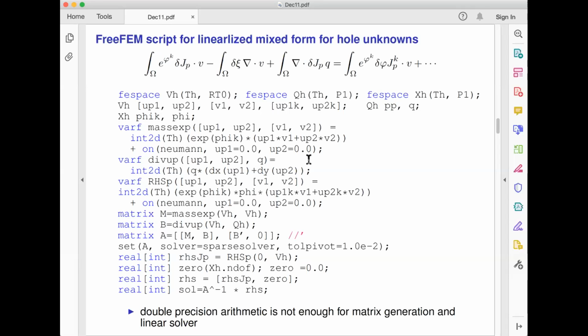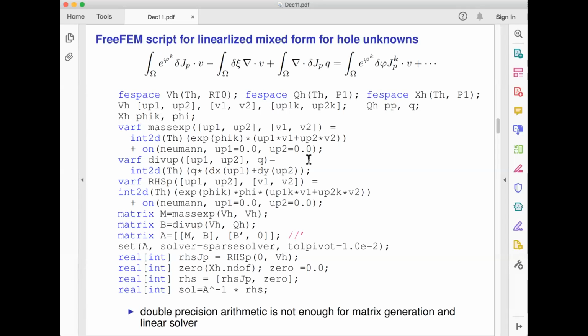And then we can define matrix M and then B. And after that, we can define the block matrix A, M B and B transpose 0. So if we have a good linear solver like Pardiso or MUMPS, if we set A as a sparse solver with some parameters, we could get the solution by solving this kind of linear system. So if that works, it is very easy to solve the semiconductor problem by FreeFEM.